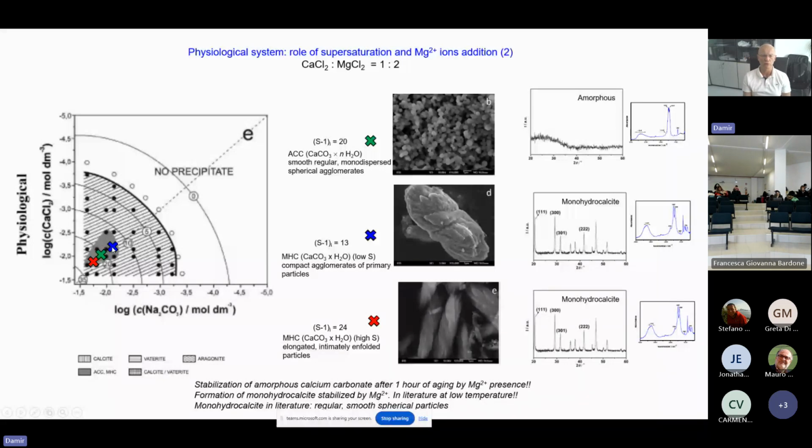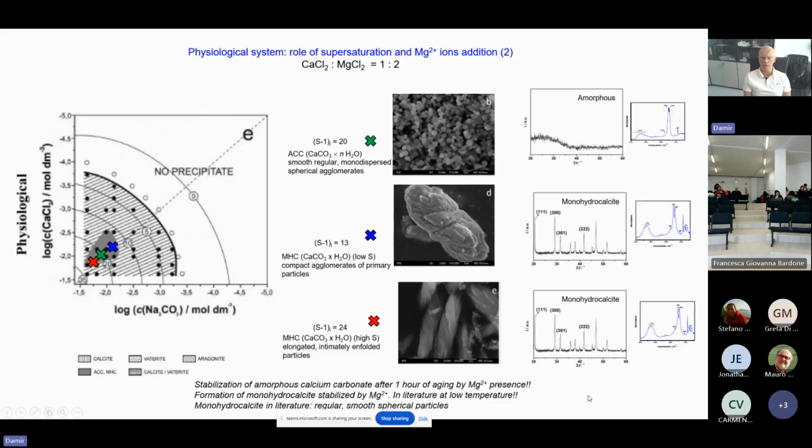However, at lower supersaturation, we obtained monohydrocalcite. It was definitely confirmed by structural analysis of X-ray, but also of infrared. This is the shape of these monohydrocalcite crystals. They're actually compact agglomerates of primary small particles. Similarly, at a higher supersaturation, we also obtain monohydrocalcite, but their shape is completely different. They're elongated and infolded particles which infold into one another.